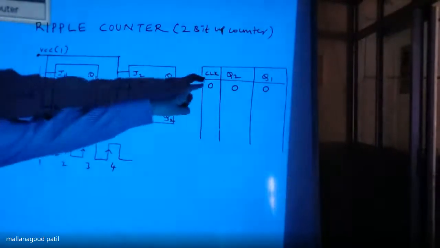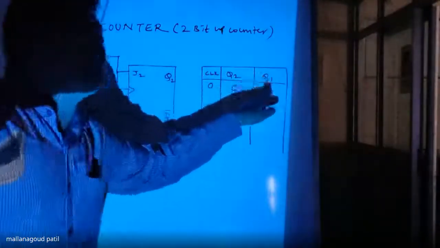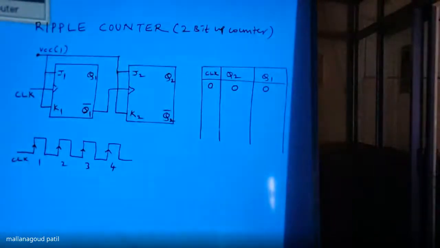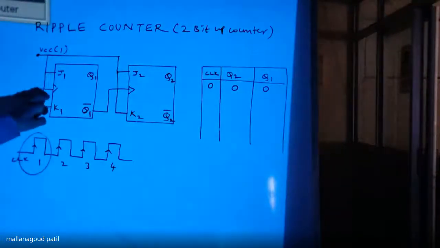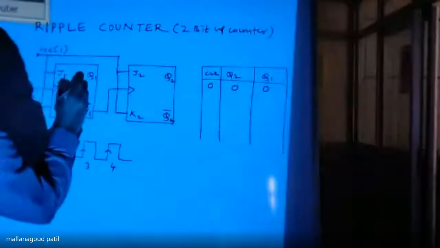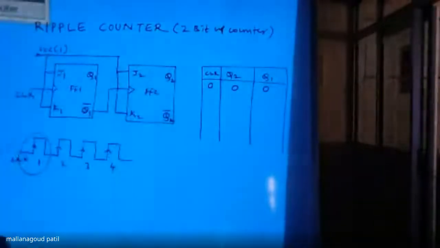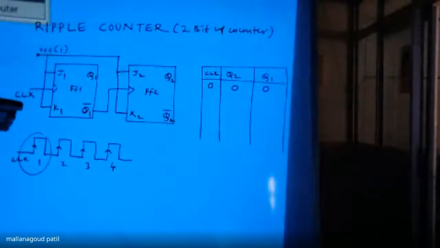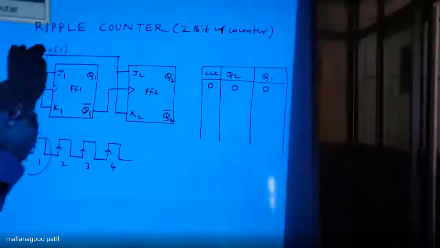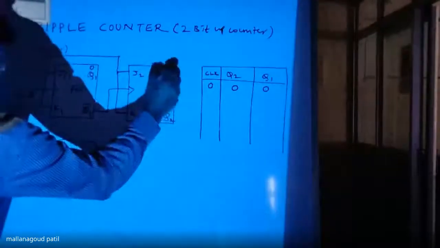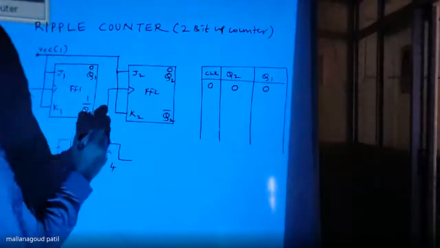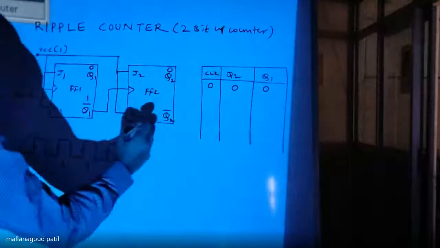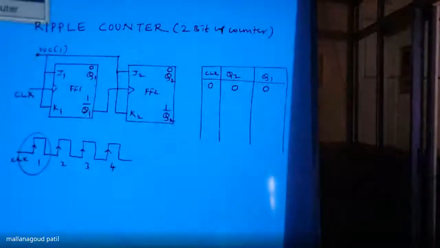But what I did, I have not applied the clock. I assumed Q2 is 0 and Q1 is 0. Next, I am applying the first clock. When the first clock pulse enters, flip-flop 1 will trigger, because the clock is applied only to flip-flop 1. Then I can write here, Q1 is 0 initially, Q2 is 0 initially. When Q1 is 0, what should be Q1 bar? 1. And this is also 1 initially.